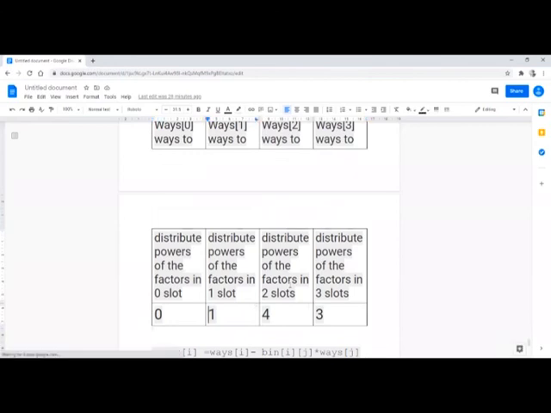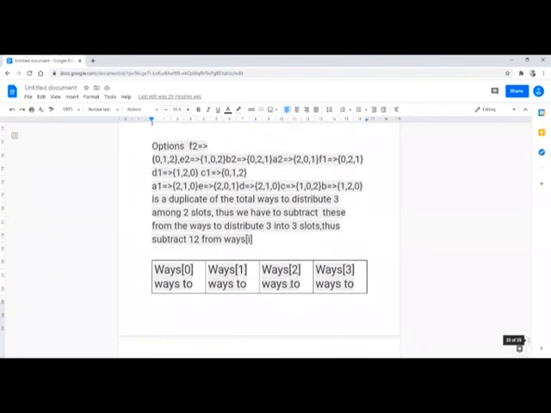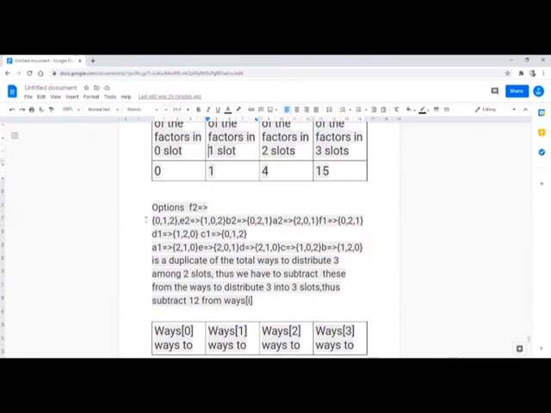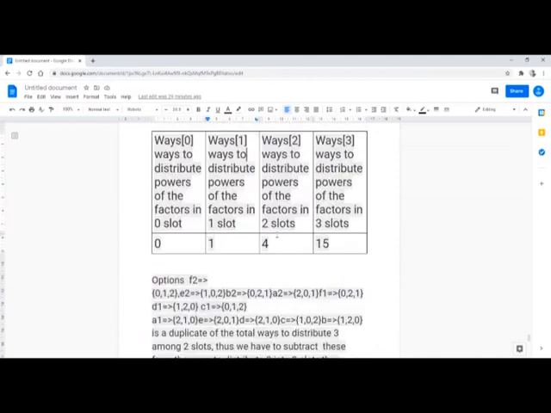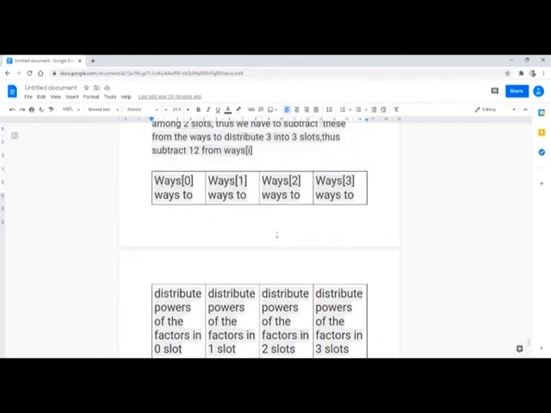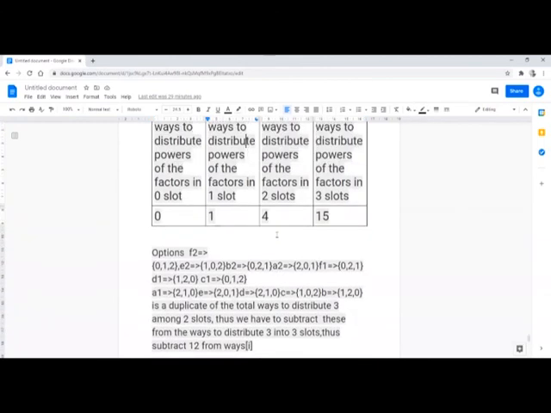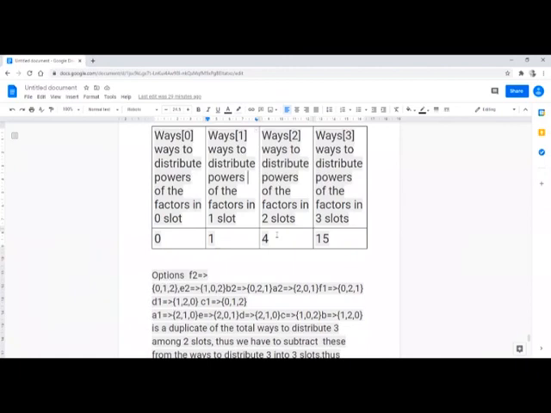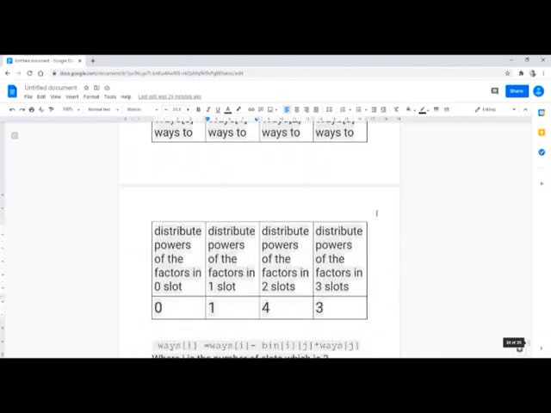So for ways of 3, we subtract 12 ways because these are considered as duplicates, because this doesn't belong to the third category, where we have to distribute the powers among 3 slots, right? So one slot is left blank, which is not possible here. So we subtract 12 from the ways of 3, which is 15 minus 12, which is 3, and we update the value of ways of 3 as 3.